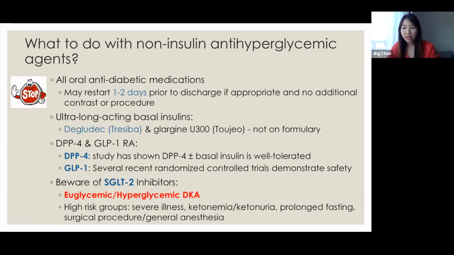Very quickly on the DPP-4 inhibitors, a recent randomized pilot study in medical surgical patients showed that the DPP-4 inhibitor, alone or in combination with a basal insulin, in the study glargine, has been shown to be well tolerated and led to similar glycemic control as well as frequency of hypoglycemia on the inpatient side. Therefore, if you need, you may use the DPP-4 inhibitor in the hospital. However, FDA recommends discontinuing saxagliptin and alogliptin in patients with heart failure.